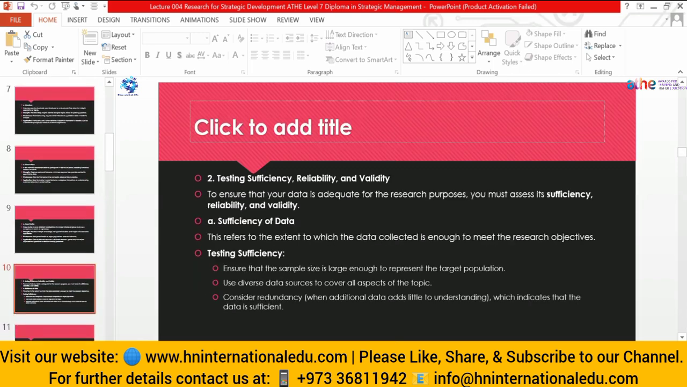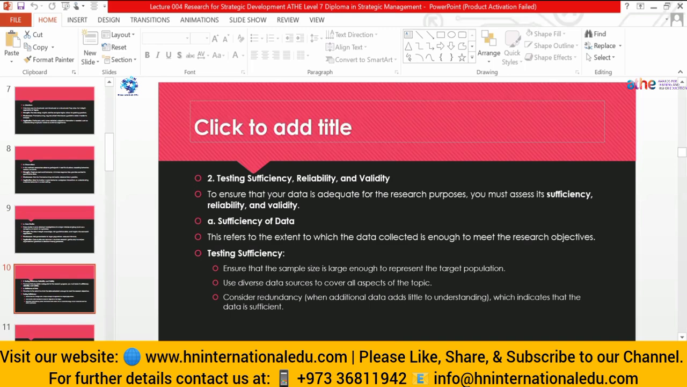Now we're done with the methods. Under the same heading, the second point is testing sufficiency, reliability, and validity of what? Of research. Because we're doing research methodology, this is the second heading. To ensure that your data is adequate for the research purposes, you must assess its sufficiency, reliability, and validity. Maybe you're doing the work on an outdated topic.